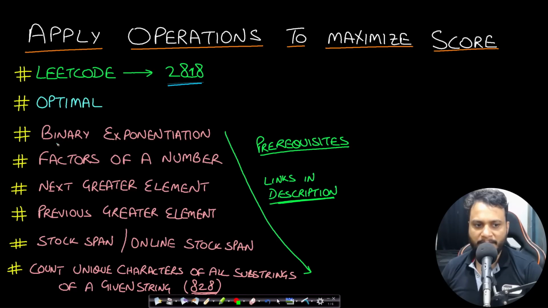The first one is binary exponentiation. Then you have to watch factors of a number, which will help you find the prime factorization of a given number. Then you have to know about the next greater element and the previous greater element, and you can solve the stock span or the online stock span problem. And also you have to learn about counting the number of subarrays using the count unique characters of all substrings of a given string problem.